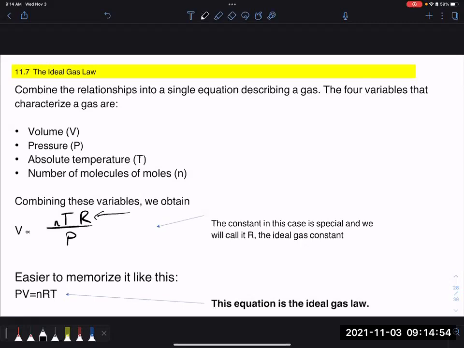R is a constant. This is the ideal gas law constant. And primarily, we're going to be using R as 0.08821, and that's in units of atmospheres liters per mole Kelvin. So the easier one to memorize is this one, PV equals nRT.